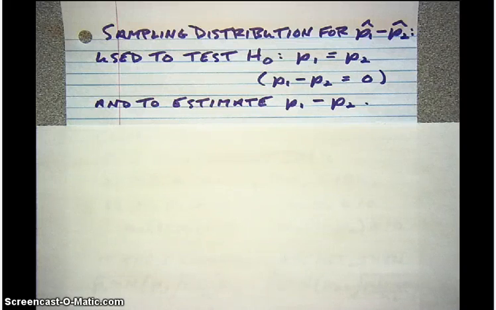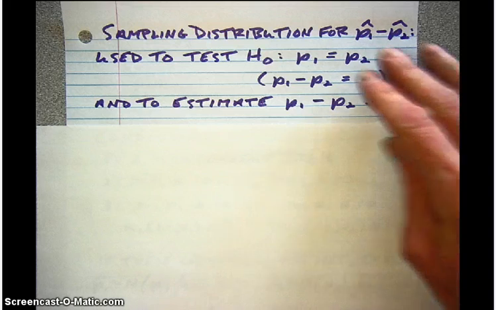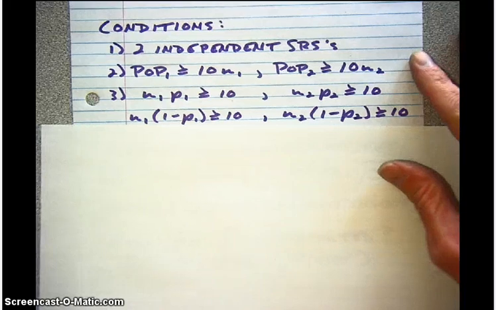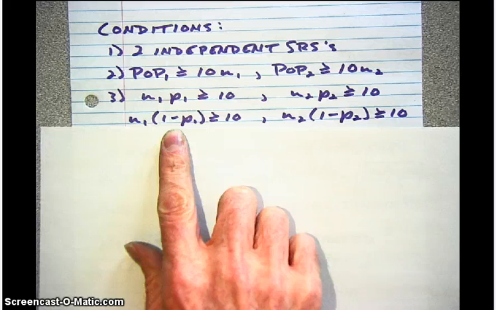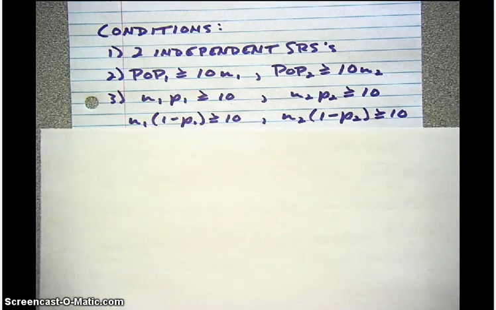Today we're going to look at the sampling distribution for the difference in two sample proportions. We use this to test for the equality of two population proportions or to estimate the difference in two population proportions. The conditions for this sampling distribution are that we have to have two independent simple random samples, one from each population. Each population must be at least 10 times its respective sample size, and the success-failure conditions have to be met for both samples.